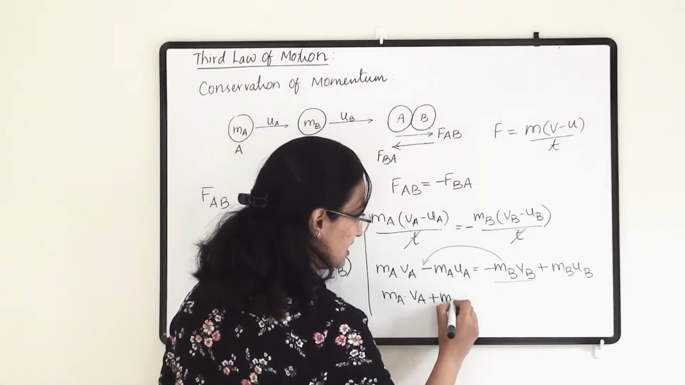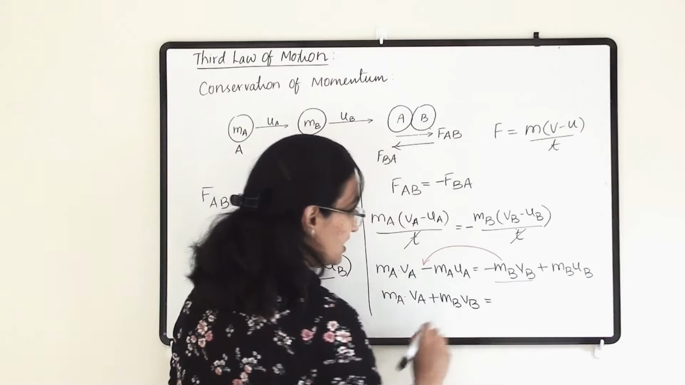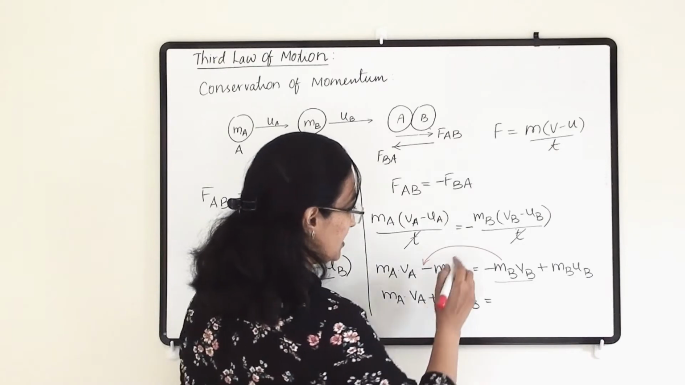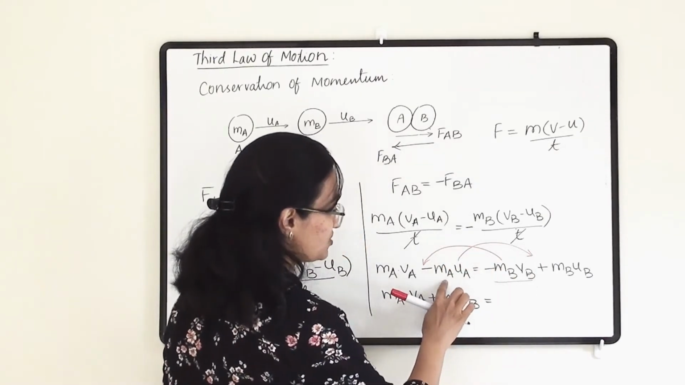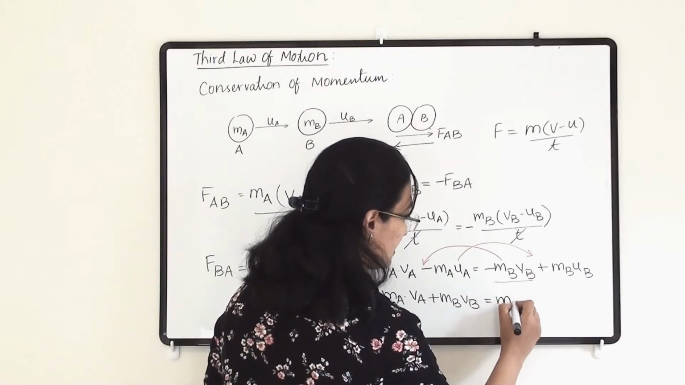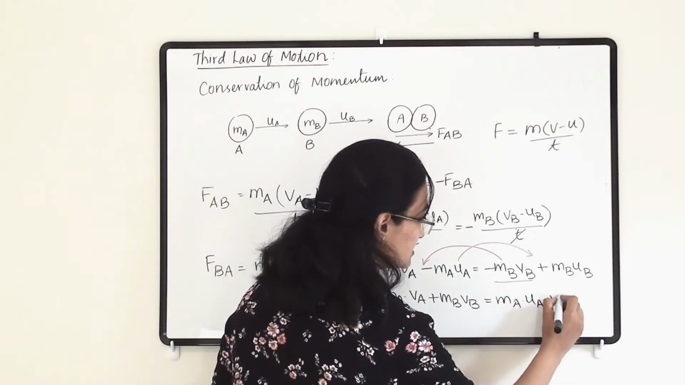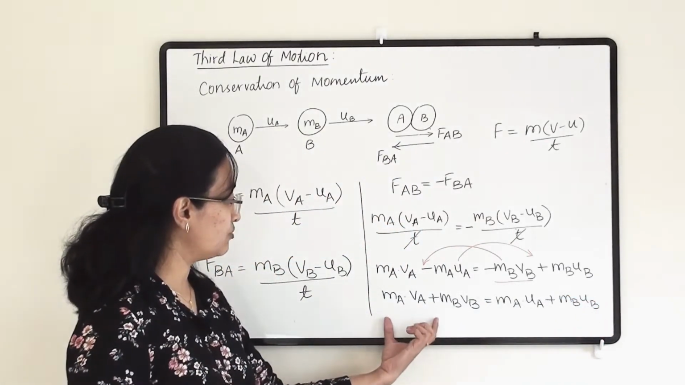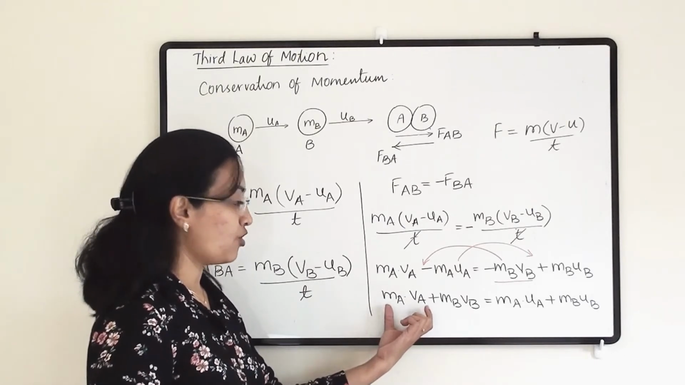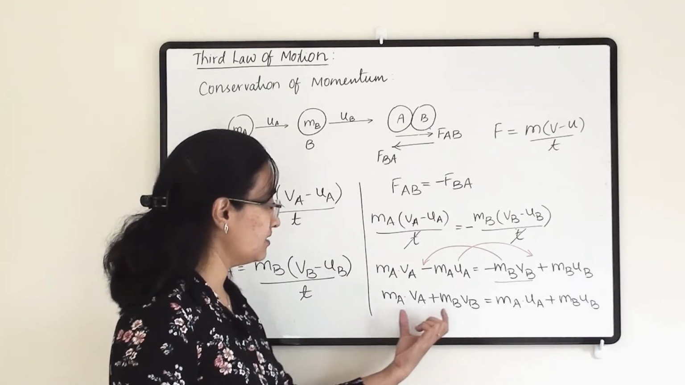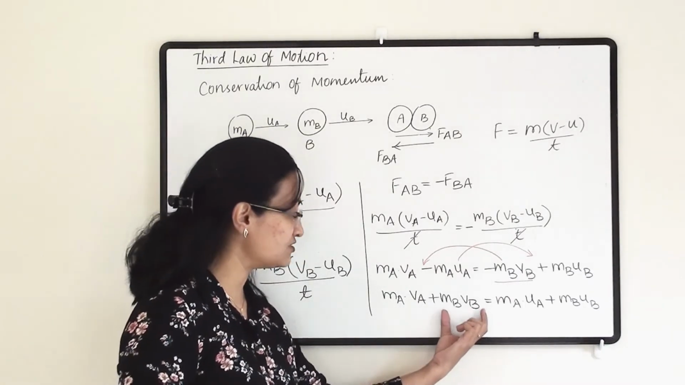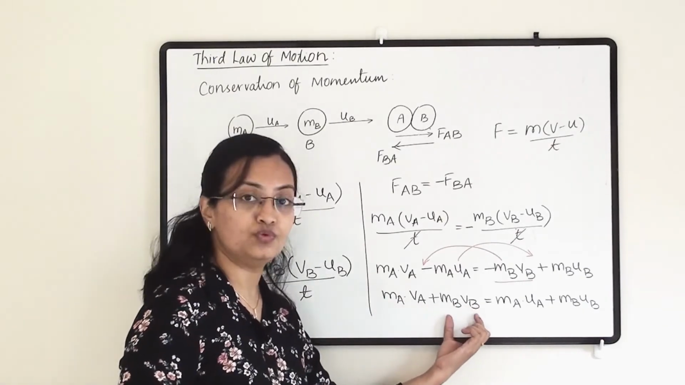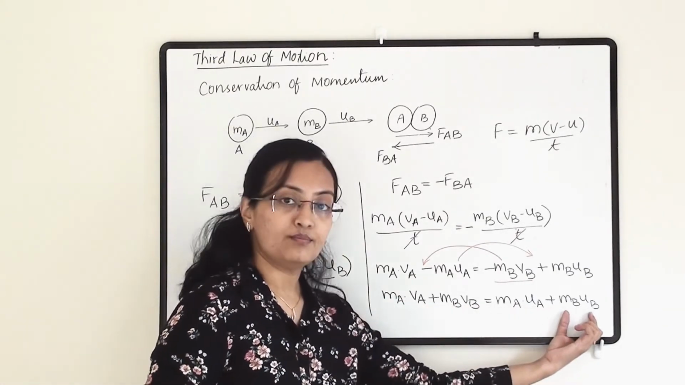So it is going to be MB VB equals to, I am writing this term. So this term I am taking towards this side, so it is going to be positive. So it is going to be MA into UA plus MB into UB. So this is our final equation, in which mass of object A, velocity of object A plus mass of object B, velocity of object B. So here what this is representing, M into V, M into V, M into U plus M into U.